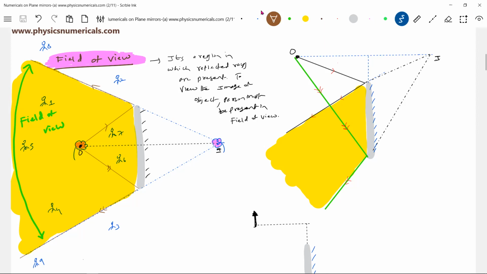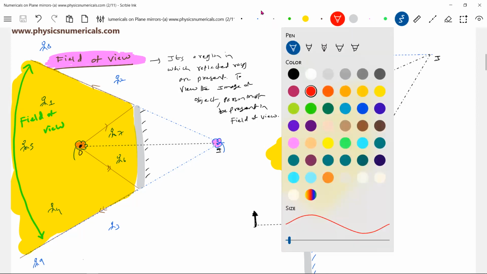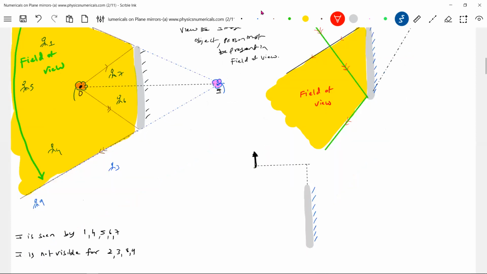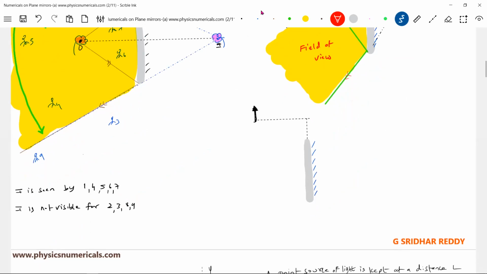So what is the field of view? This everything will be a field of view. Okay, this is for a point object. So what are the objects we took? Point object. Okay, let's take the example of an extended object now. If an extended object comes here, how to get that field of view?